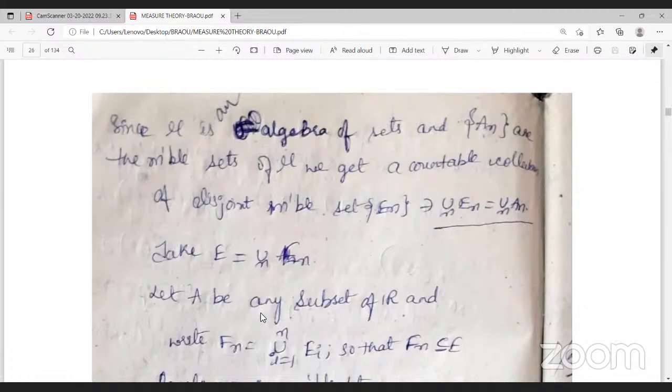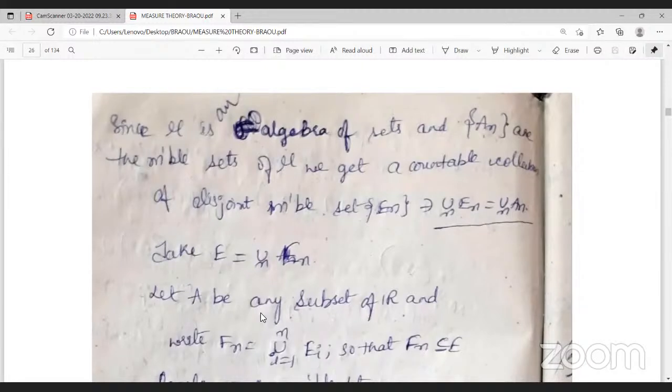Therefore, by countable additivity of Lebesgue measure, countable additivity means the measure of a union of sets equals the summation of the measures. So m of E1 minus E equals summation n equal to 1 to infinity m of Fn. Okay, now?